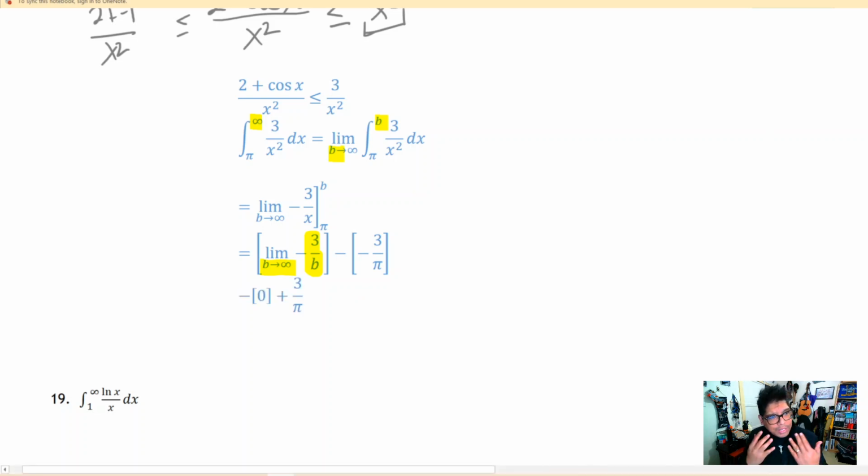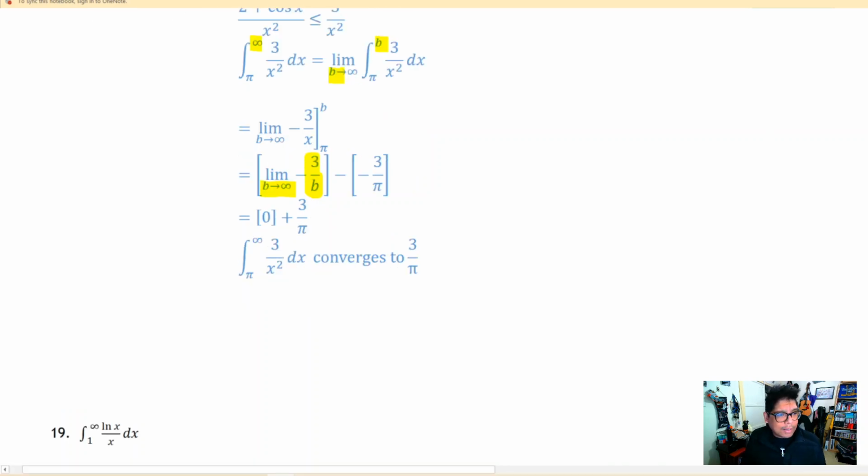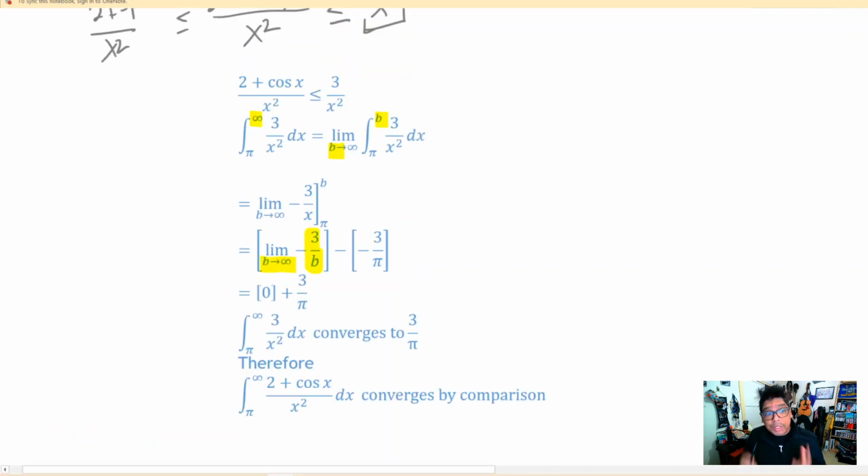And since that integral of the larger function converges, then of course any function that is smaller than 3 over x squared is going to converge as well. So since 2 plus cosine x over x squared is smaller than 3 over x squared, it converges by comparison. Now don't forget to write down converges by comparison here, because you are asked to use the comparison test. And if you don't give an indication that you've used the comparison test, then really what have you done?